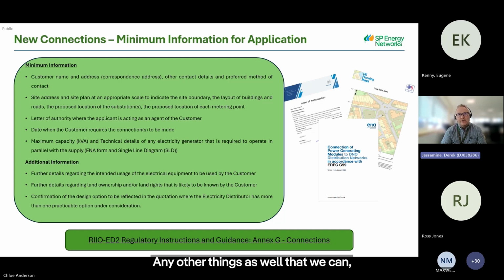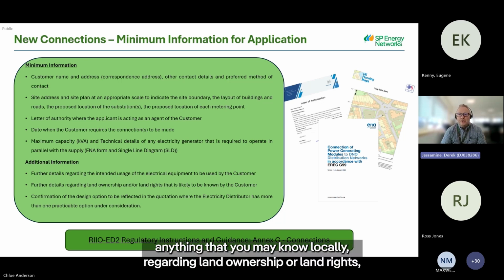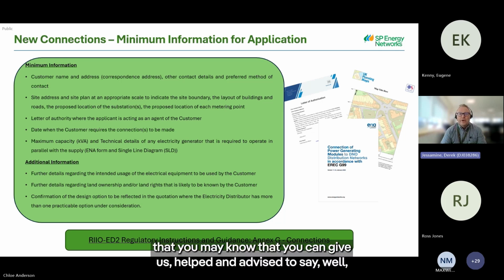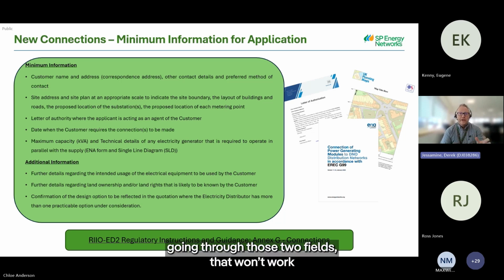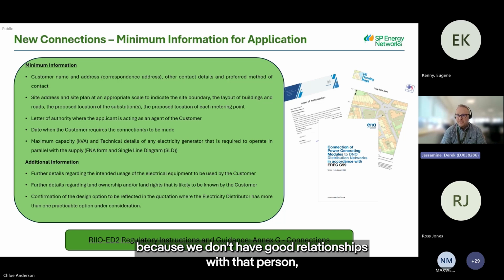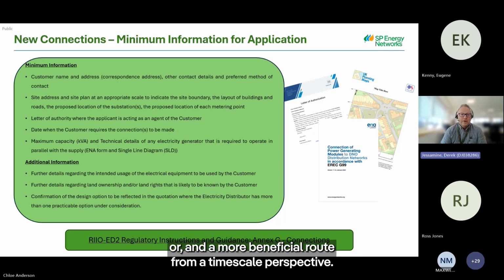Any other things as well that we may foresee: if the point of connection is going to be a significant distance from site, anything that you may know locally regarding land ownership or land rights, you can give us help and advice. You might say, well, I know that if you're coming from there, going through those two fields, that won't work because we don't have good relationships with that person, or we have excellent relationships with that person, so please utilise a route through there. It'll be a shorter route or a more beneficial route from a timescale perspective.